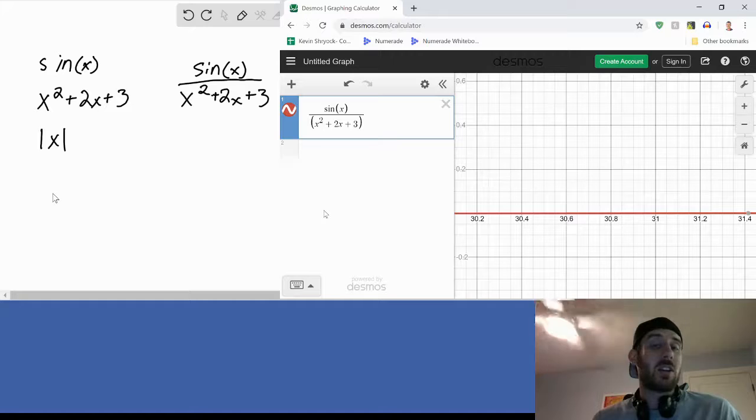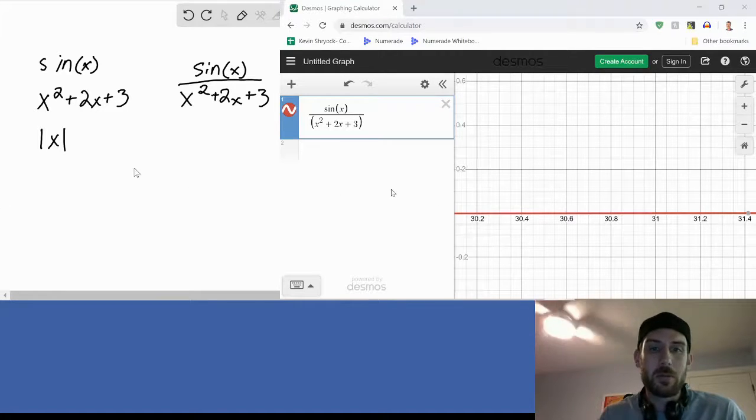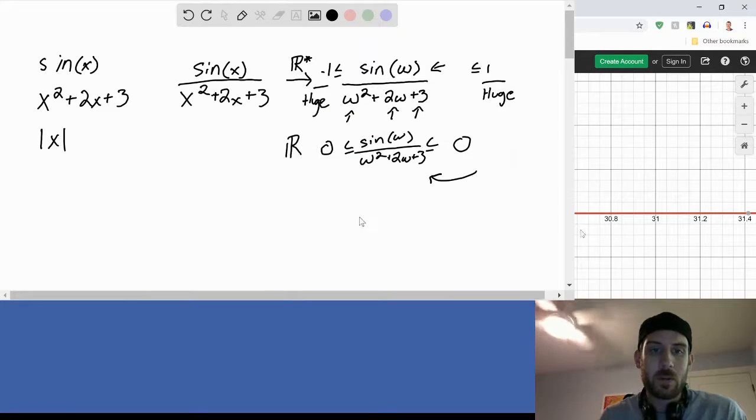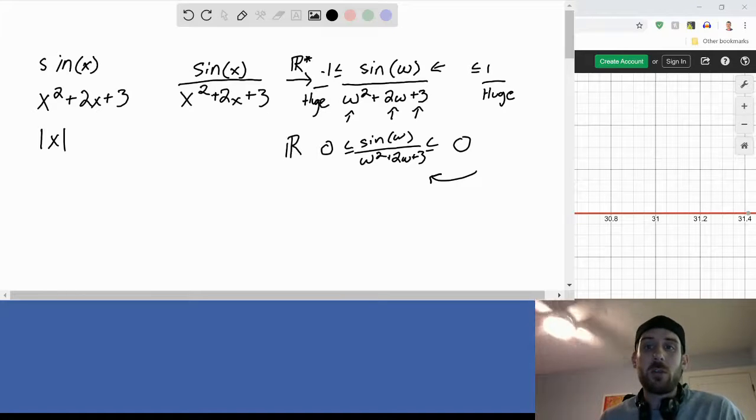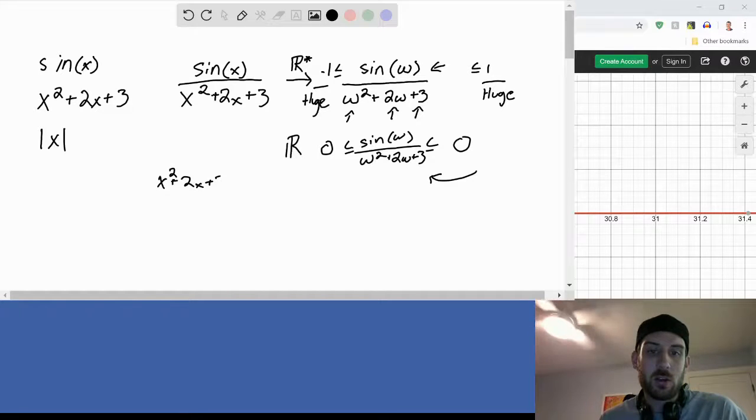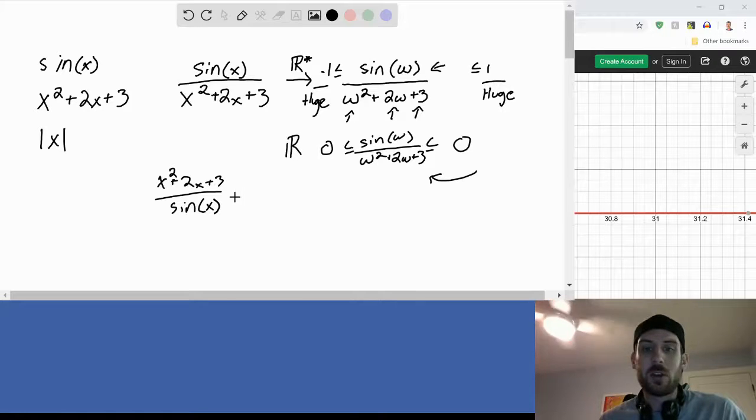Now, a really interesting thing to think about is what's going to happen if you were to flip this fraction. So let's explore that one. If I was to flip this fraction and take a look at what might happen when you have x squared plus 2x plus 3 over sine of x, well, maybe this time I choose to explore it using limiting values. So let's consider what the limit's going to be.